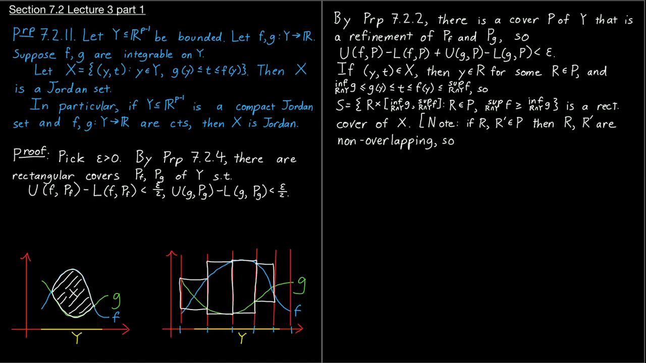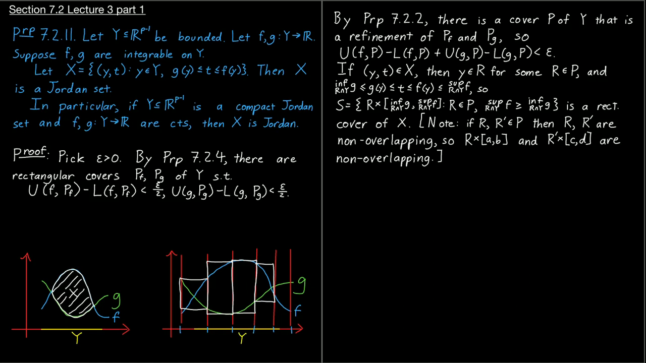So if I take the rectangles with R and R prime as bases, no matter what the heights are, I take R crossed with any interval and R prime crossed with any other interval, those also do not overlap. If you go back and take a look at the definition of overlapping in video 7.2.1, you'll see that this is the case.